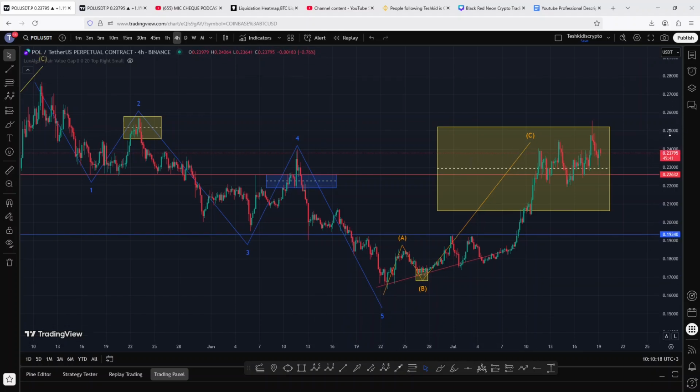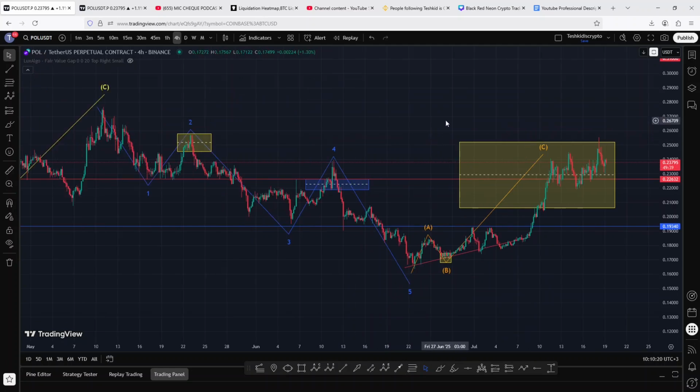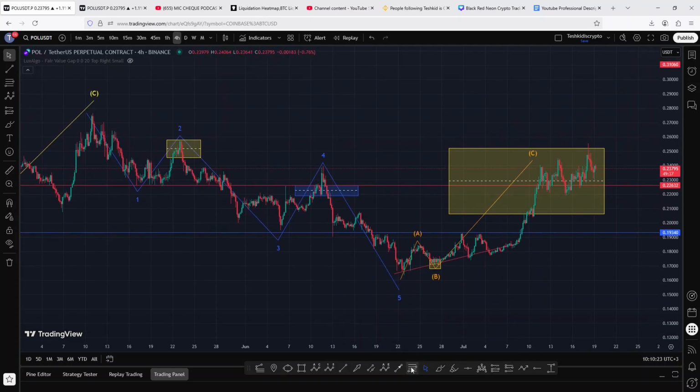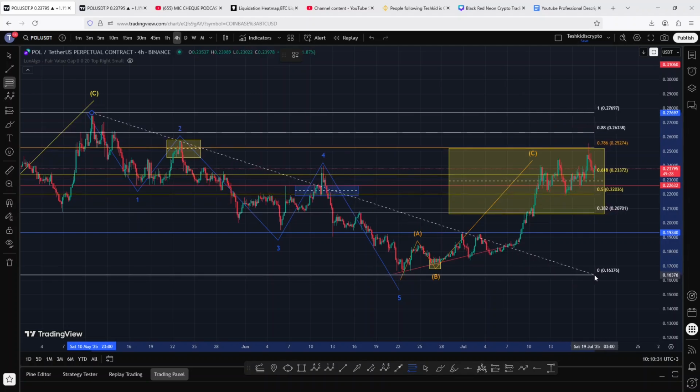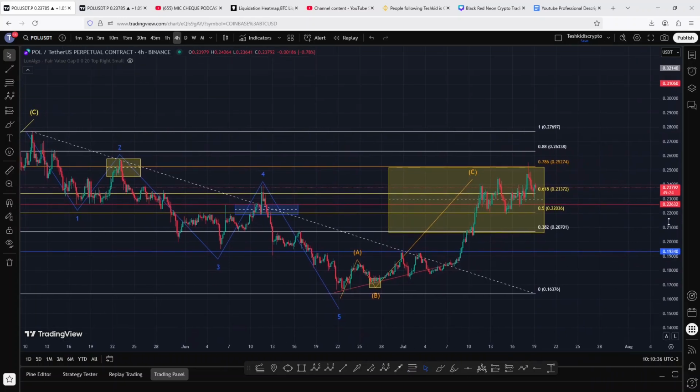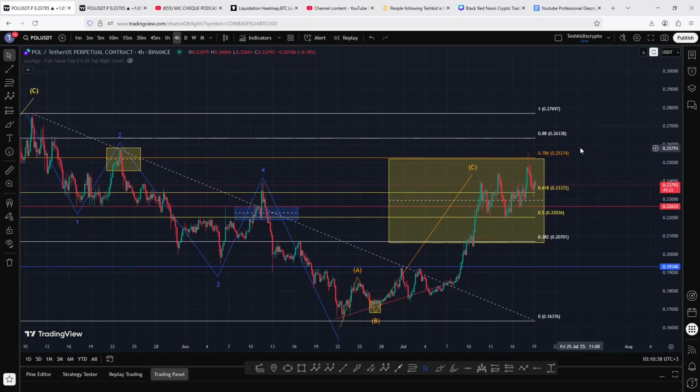And the minimum target areas for that ABC corrective structure were given by connecting the Fibonacci's from the highs we made in the formation of that first wave to the lows we made in that wave 5. And on so doing, you can see that the minimum target area has been between the Fib level 0.78 and the Fib level 0.382, which is the yellow target area here on the chart. And this key area is also acting as resistance.